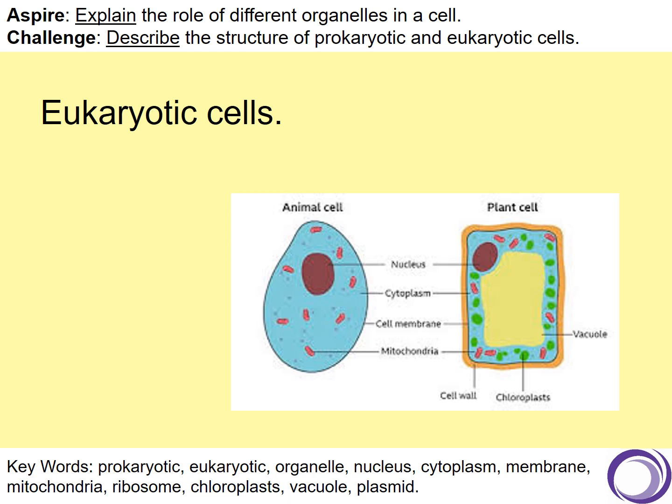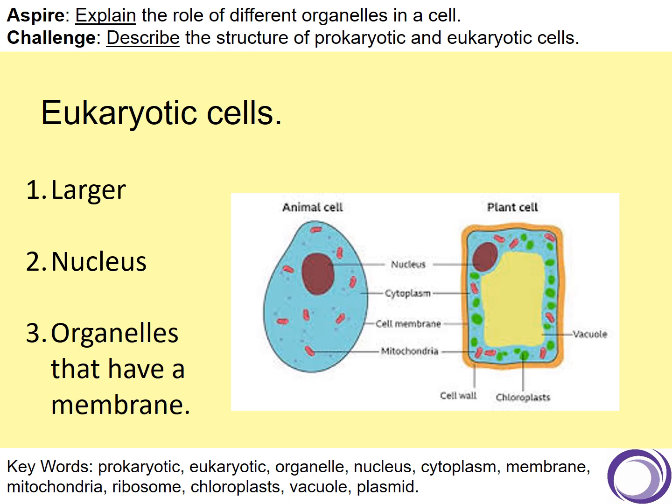Now, this is probably more what you are used to seeing when we talk about cells, these little blobs of plant and animal cells. So eukaryotic cells are generally much larger than the prokaryotic cells. They also have a nucleus, so their DNA is inside another organelle or another part of a cell called a nucleus. And they have these little organelles, these parts of cells that have a membrane around them.